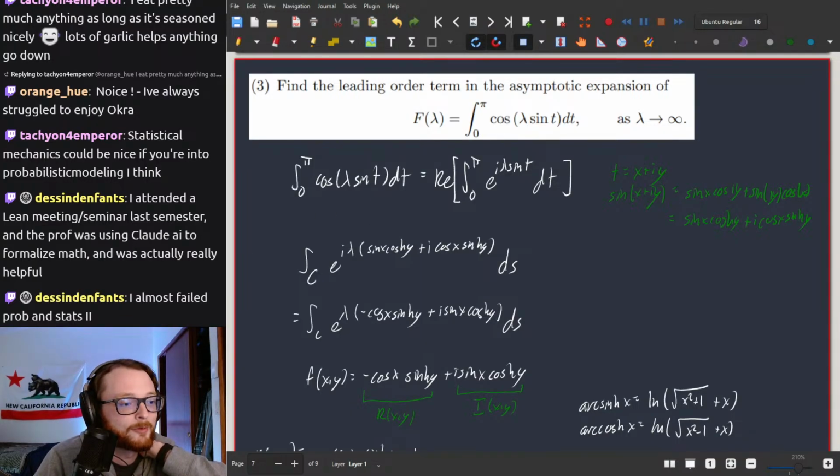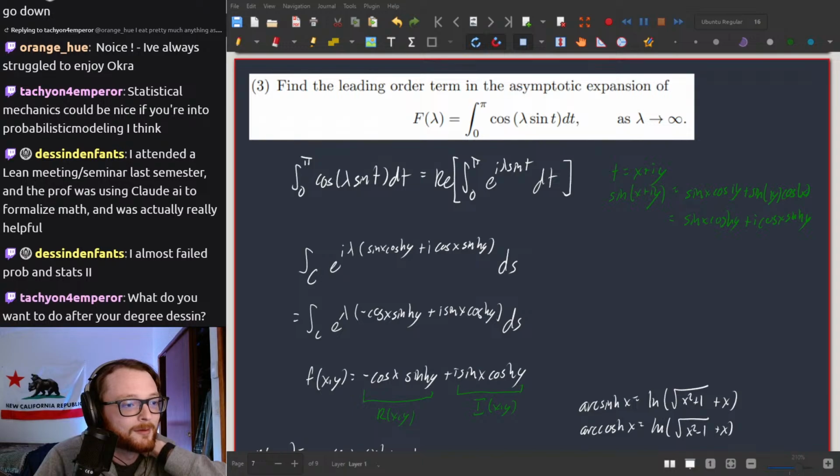You almost failed probability and stats too. Geez. The proof seminar last semester was using Claude AI to formalize math, which was actually really helpful. Oh, that's kind of interesting. Statistical mechanics could be an entry into probabilistic modeling, I think. Yeah, I personally would be interested in learning about statistical mechanics one day. But I think that'd probably be the last thing Dustin wants to learn about.